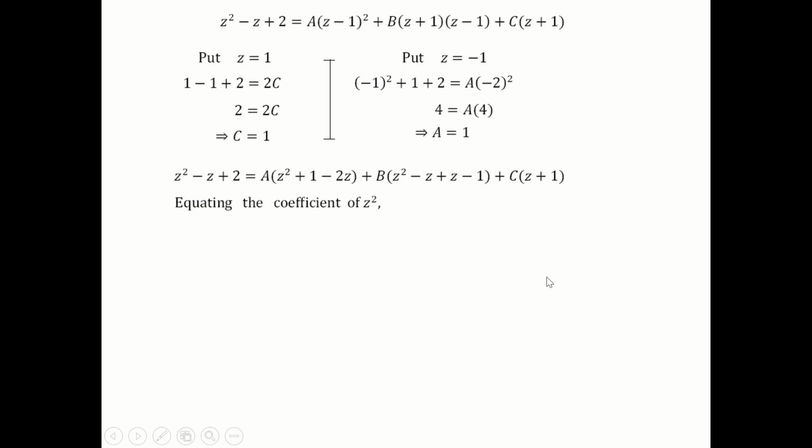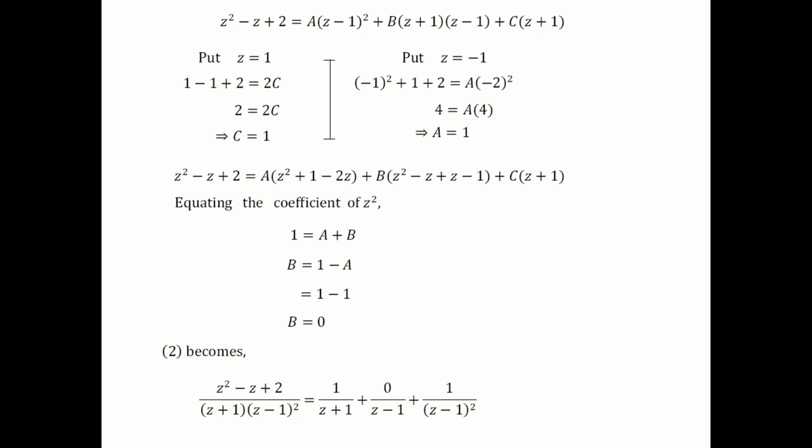So grouping the coefficients, on the left hand side the z² coefficient is 1, and on the right hand side the z² coefficient is A + B. So the first equation is 1 = A + B. Therefore B = 1 − A. We know A = 1, therefore B = 1 − 1 = 0. Therefore equation 2 becomes (z² − z + 2) / ((z + 1)(z − 1)²) = 1/(z + 1) + 0/(z − 1) + 1/(z − 1)².